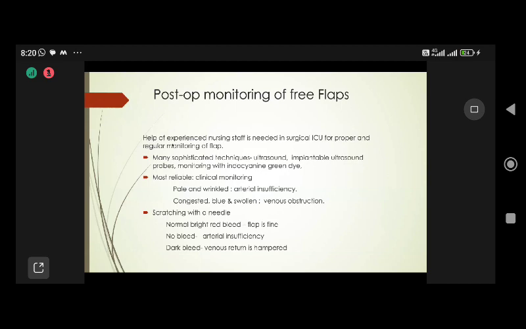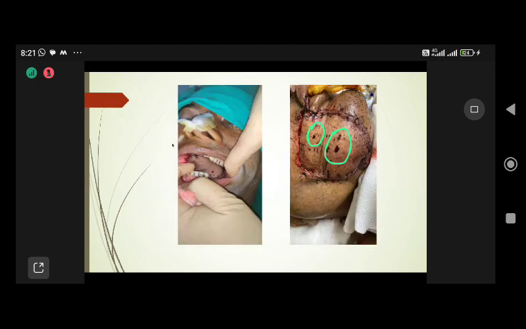Then, with the help of scratching or pricking the flap with a needle, we can see the normal bright red bleed. If that is there, that means the flap is fine. If there is no bleed, then arterial insufficiency is there. And if dark bleed, then venous return is hampered. In this first picture, you can see the bright red blood on prick. That means this flap is healthy. And in this picture, you can see the dark blood on prick.